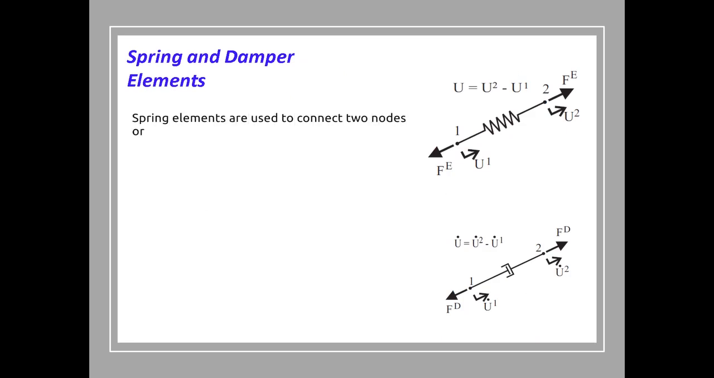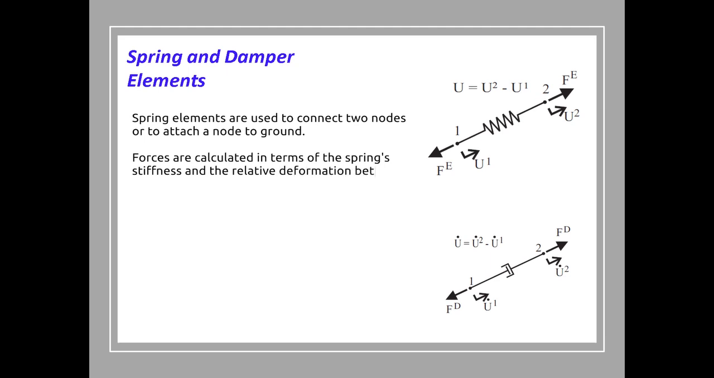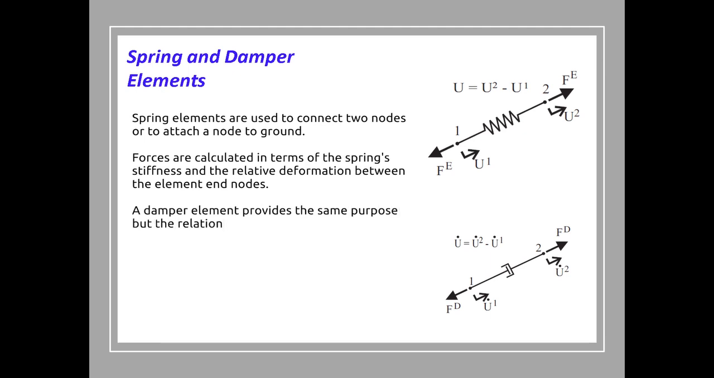Spring elements are used to connect 2 nodes or to attach a node to ground. Forces are calculated in terms of the spring stiffness and the relative deformation between the element end nodes. A damper element serves the same purpose, but the relationship is between relative velocities and damping.